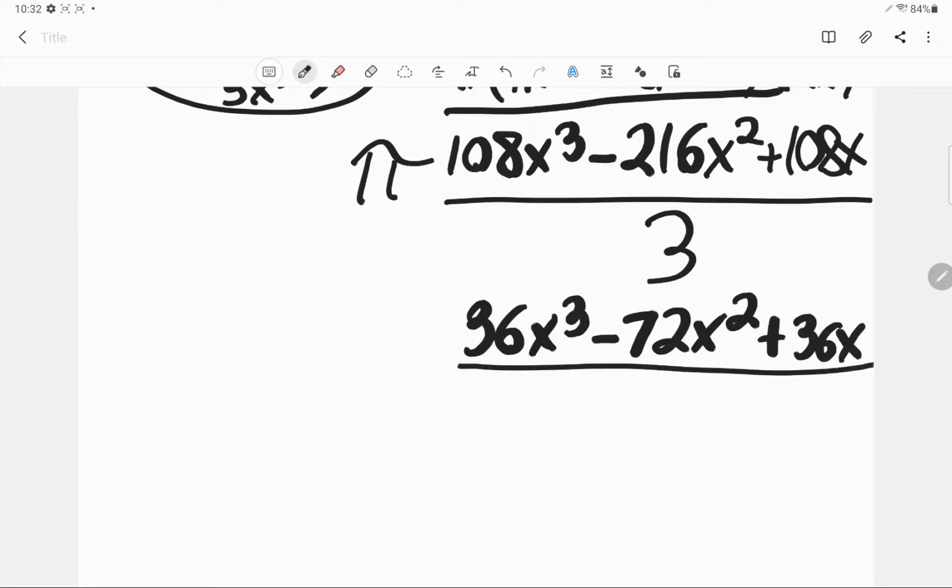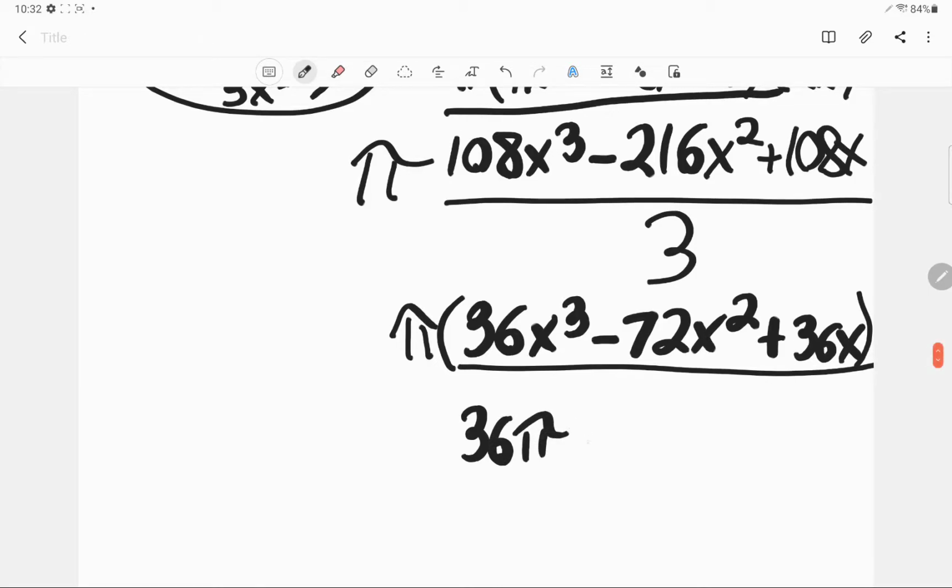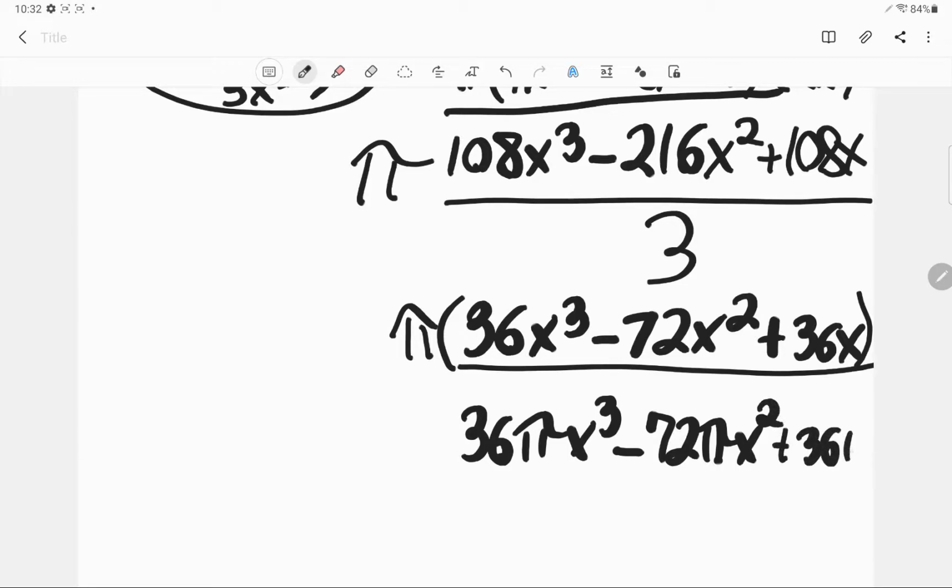At this point, you can leave your answer just like this. Just don't forget to put the pi and put everything under parentheses, because you have to specify that you haven't distributed pi. At this point, I can distribute pi and finalize my answer. My final answer should look just like this: 36 pi x cubed minus 72 pi x squared plus 36 pi.